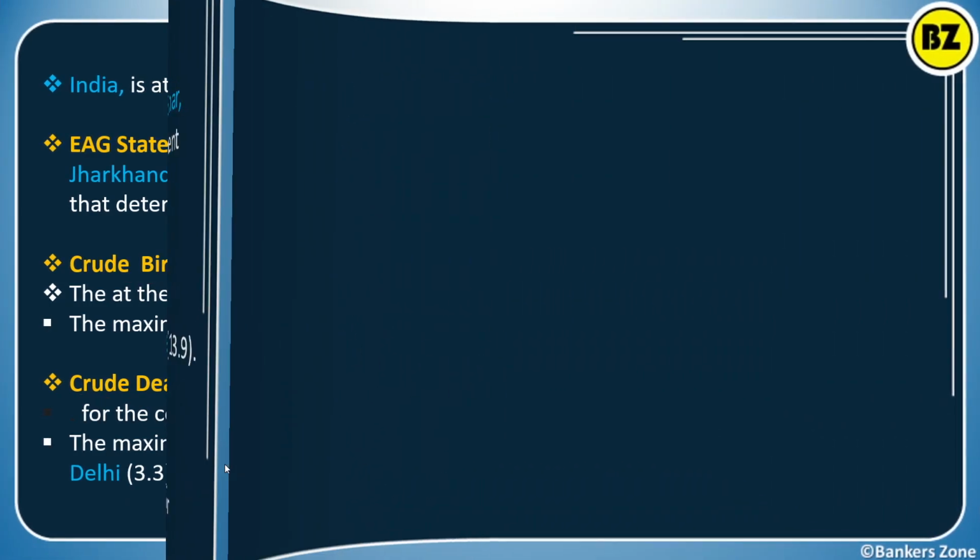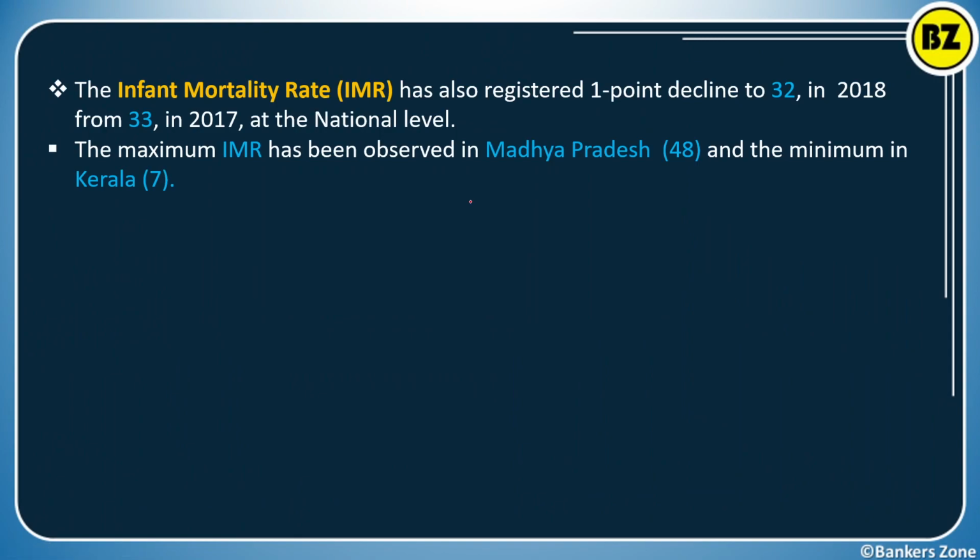Okay, now see further, the infant mortality rate, IMR. IMR means infant mortality rate. It has registered a 1 point decline to 32 in 2018 from 33 in 2017, right? So what do you mean by that? Infant mortality rate means how many infants are dying, right? Basically you have to understand that due to the increase in medical facilities, that rate has declined. It was 32 in 2018, previously 33 in 2017. It is counted for 1000 infants.